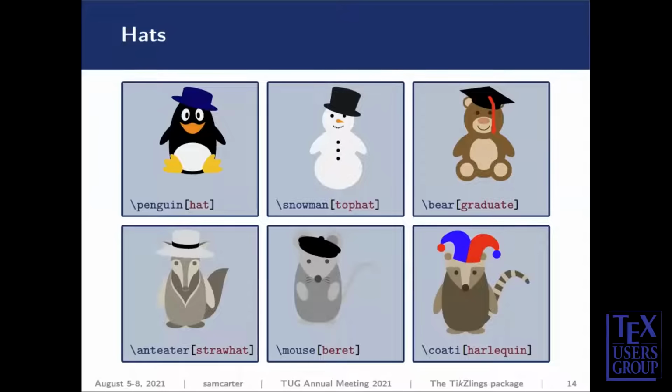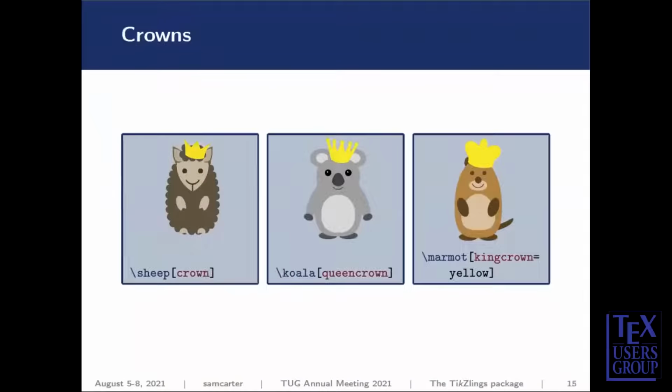One of the passions of the TikZlings are hats. They collect them in all kinds of shapes. For example, they have normal hats, top hats, or even French berets or harlequin hats. And for a bit of royal glamour in the TikZling society, there are various types of crowns the TikZlings can wear. A small crown, like here shown on the sheep, a queen crown on the koala, or a king crown on the marmot.